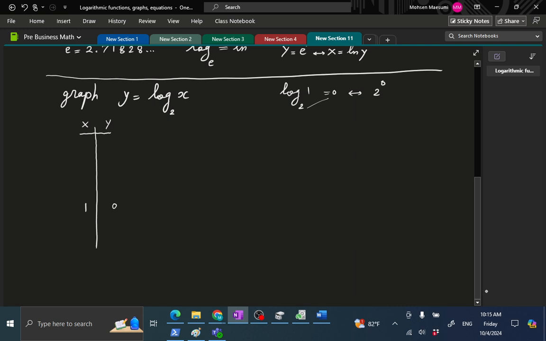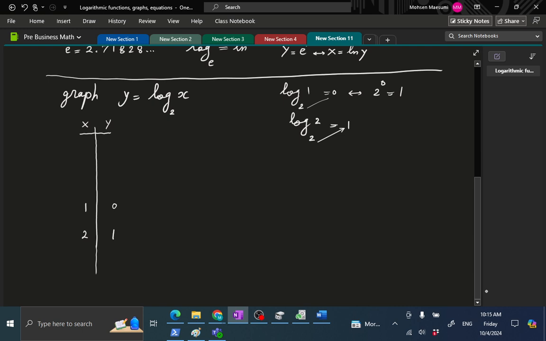2 to the power of 0 is 1. So we are always extracting that exponent. What's the next easy number? Well, next easy number is 2. What's the logarithm of 2 in base 2? We are asking 2 raised to what exponent will be 2? Of course, 2 raised to the power of 1 is going to be 2.